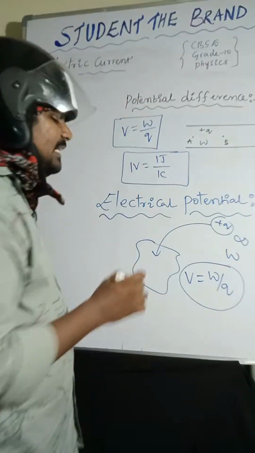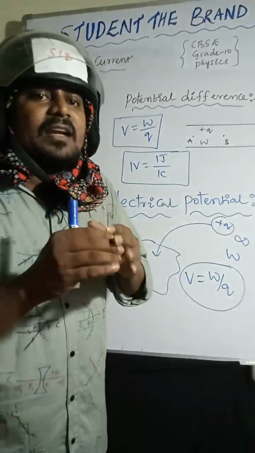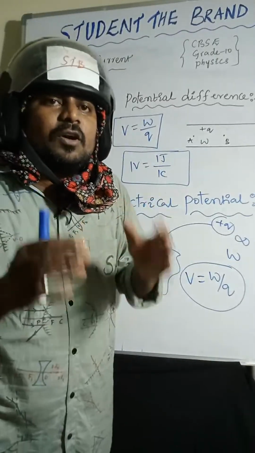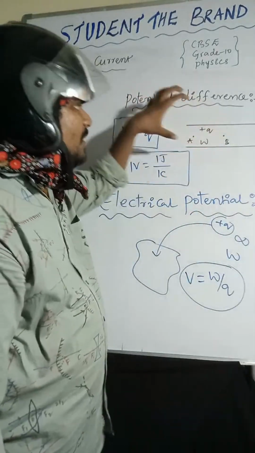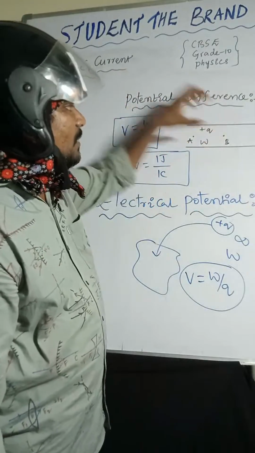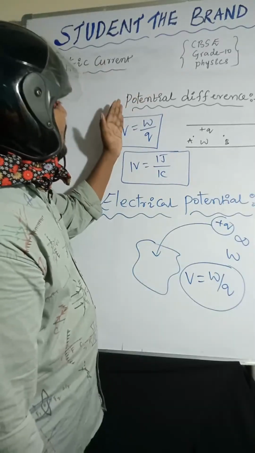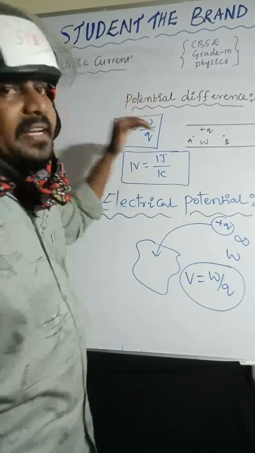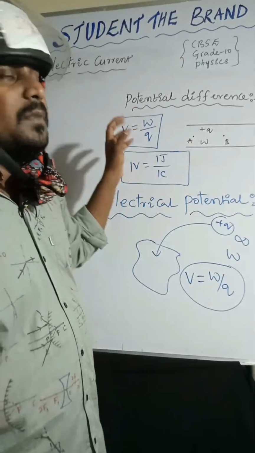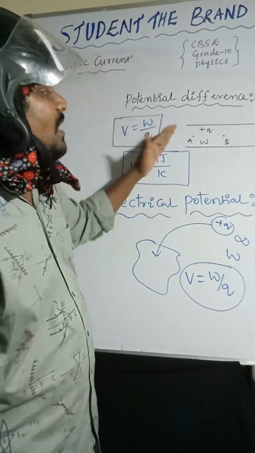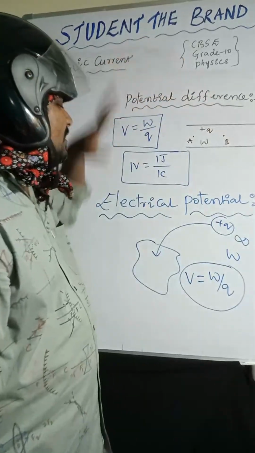So potential difference is nothing but the work done to bring unit positive charge from one point to another point within the conductor. V equals W by Q. The SI unit of potential is volt. The SI unit of work is joule. The SI unit of charge is coulomb. So 1 volt is defined as 1 joule of work done to bring 1 coulomb of charge from one point to another point, and that is called potential difference.